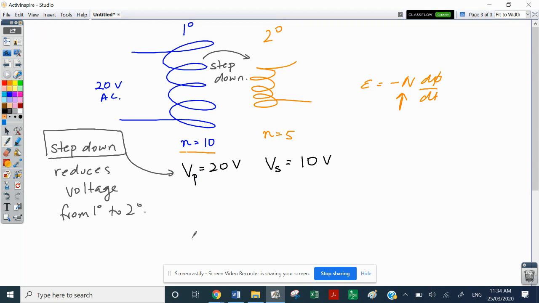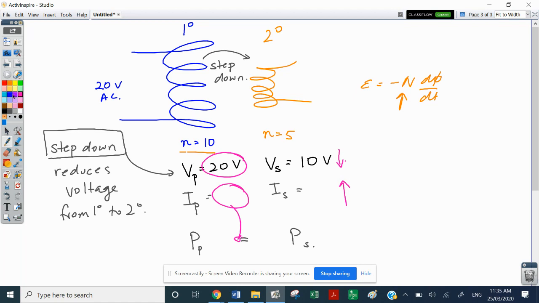But going down to the power in the secondary coil, the power in the primary coil must equal the power in the secondary coil. So how does this happen? If the power here must equal the power here, then we remember that this is IP here and IS. So this number multiplied by this number must equal this number. So if I decrease the voltage in this one, I must increase the current in that one.